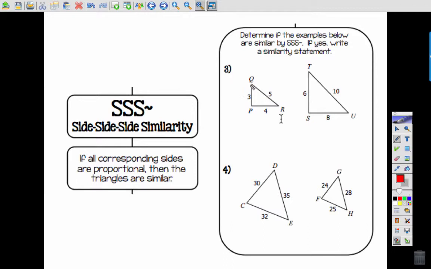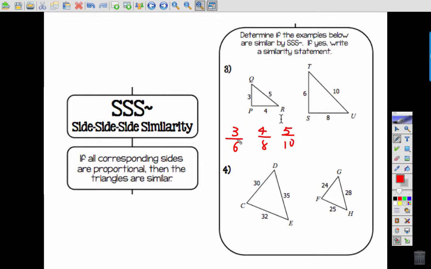So let's look at this example 3. I have a really quick and dirty way of setting this up. What I do is I look at, because three sides are given, most likely I'm going for SSS. So I write out the smallest to the largest side. And then I go to the second triangle. I do the same thing. This time I do it in the denominator. So it's 6, 8, 10.